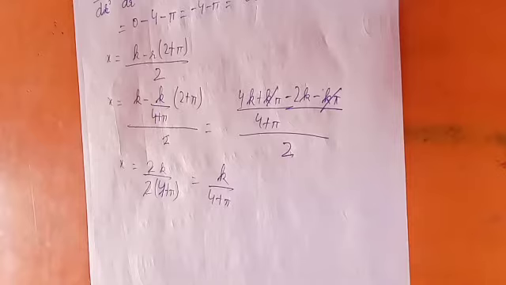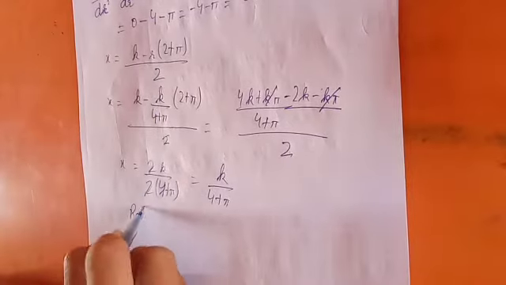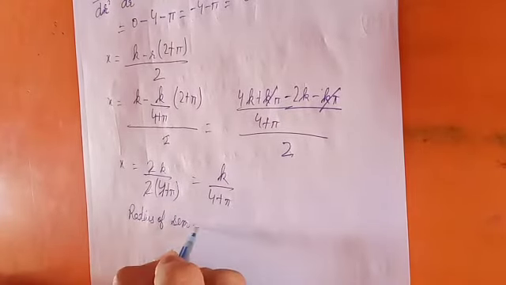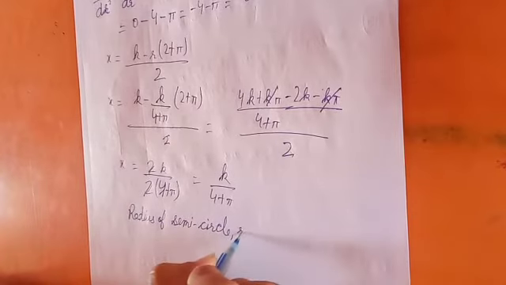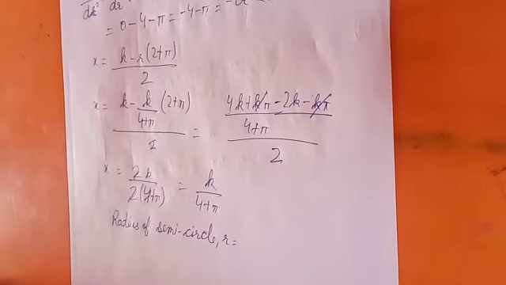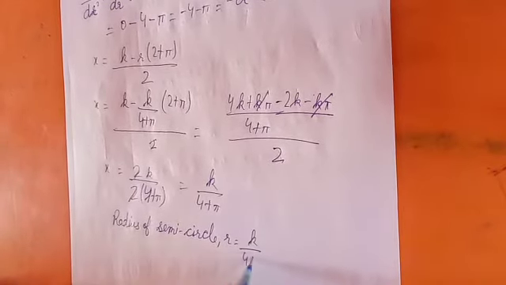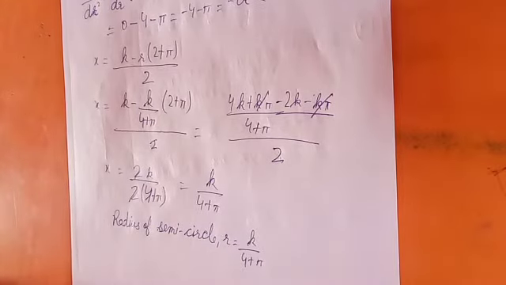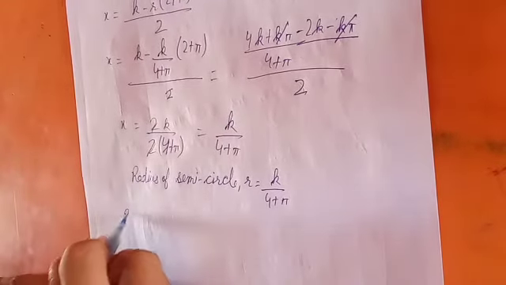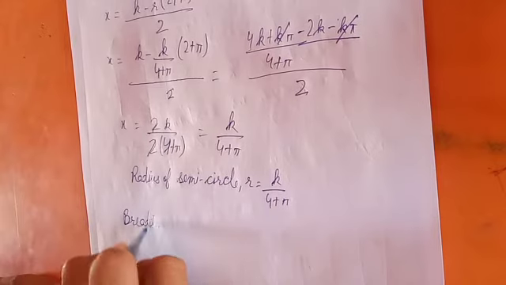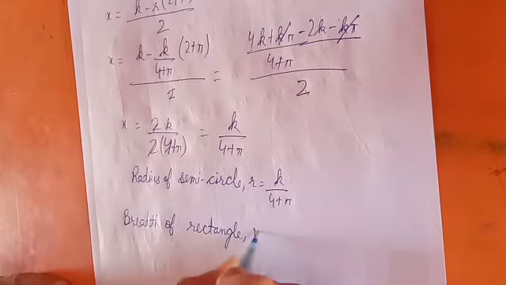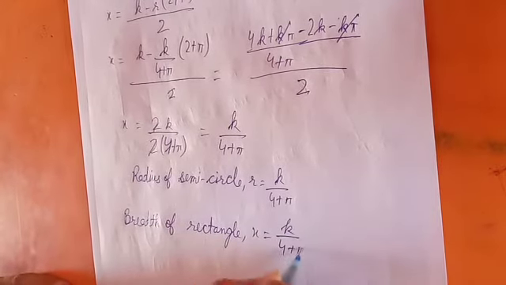Okay, so radius of semicircle, r is equal to k by 4 plus pi. Okay, now breadth of rectangle, that is x, is equal to k by 4 plus pi.